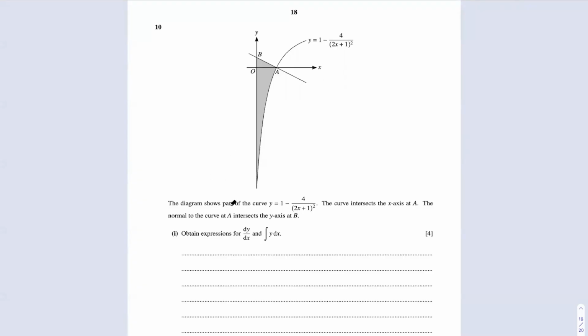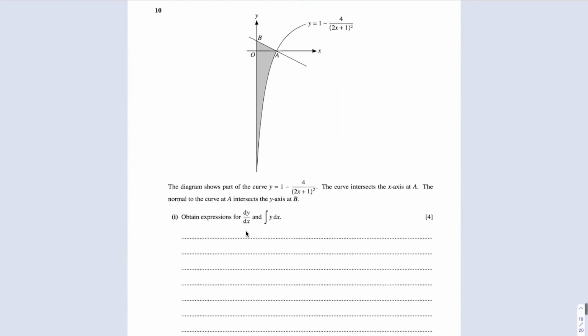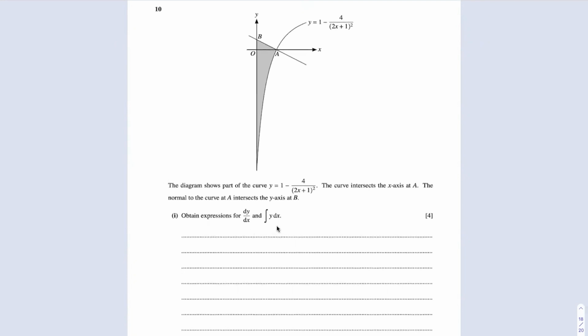In question 4, we have a curve which has equation y = 1 - 4 upon (2x + 1) whole squared. It intersects the x-axis at A, and the normal to the curve at A intersects the y-axis at B. In the first part, we have to obtain expressions for dy/dx and the integral of y.